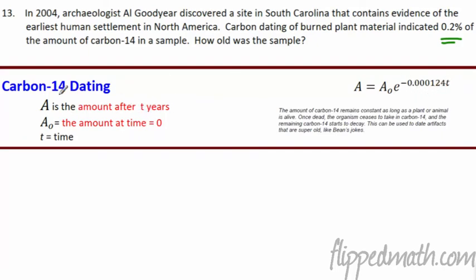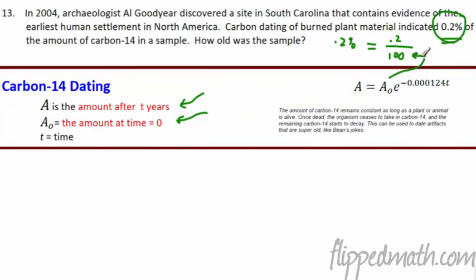We know that we need the amount left after t years, the amount at time 0. Now, these are amounts like 12 grams and 0.1 gram, but the question gives it to us as a percent. So let's play theoretically here, 0.2%. That means what? Percent means out of 100. So that would mean that you'd have 0.2 if you started with 100. It'd be 0.2 out of 100. So the initial starting value is 100.